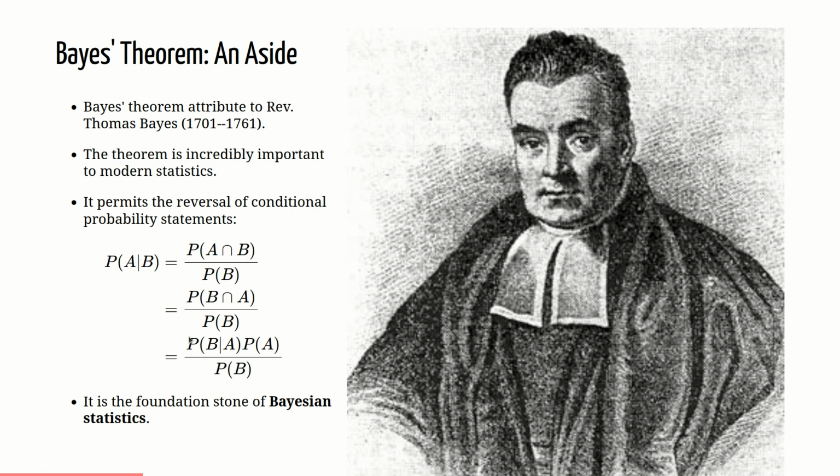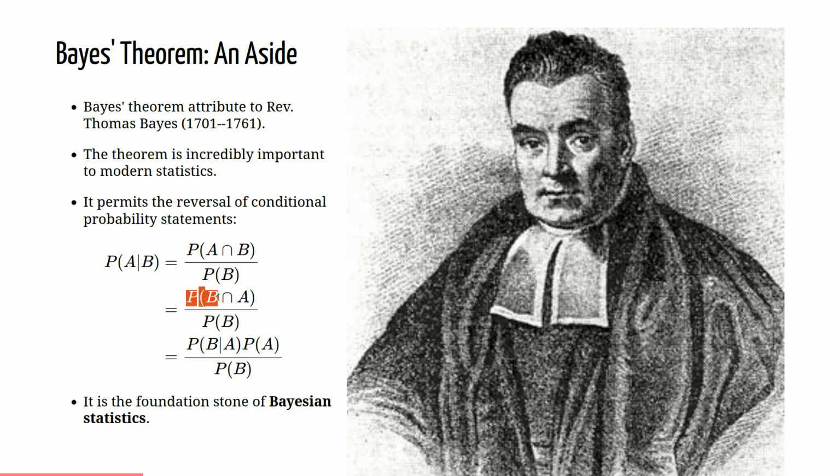It's just a way of reversing conditional probabilities. So say we want the probability of A given that we've observed B. Then using the definition of conditional probability, that's just the probability of observing both A and B divided by the probability of B. That's the definition of conditional probability. And then we note that we can reverse the order of B and A in the AND statement above, because that's symmetric, the order doesn't matter.